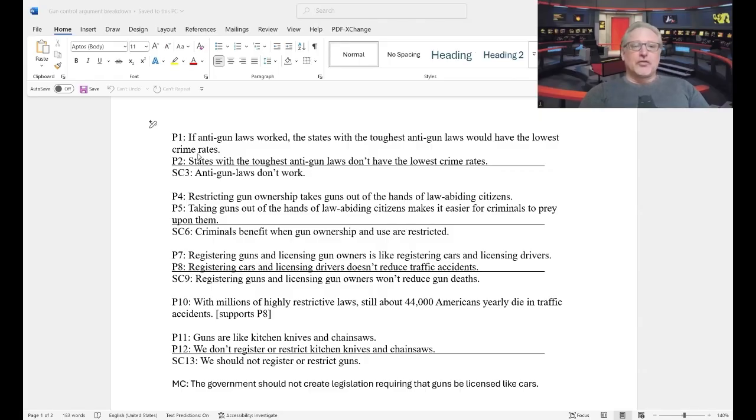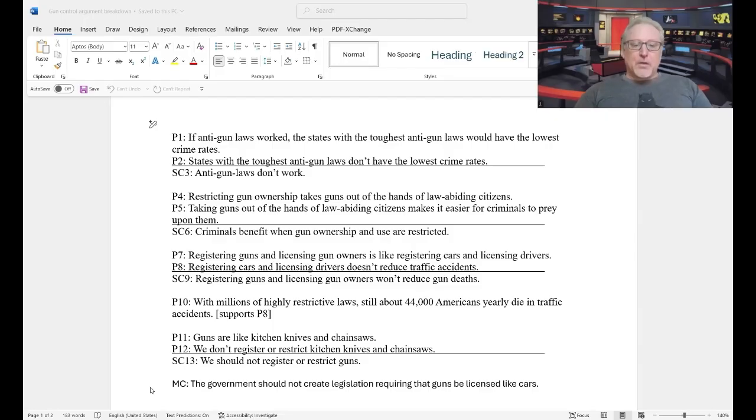The first subordinate conclusion is SC3 here. Anti-gun laws don't work. Does that support the main conclusion down here? Oh, by the way, I altered the document a little bit to put the main conclusion at the bottom because the direction of inference is supposed to flow down. So anyway, anti-gun laws don't work. Does that support the main conclusion? Anti-gun laws don't work. Therefore, the government should not create legislation requiring that guns be licensed like cars. Okay, I think this supports the main conclusion.